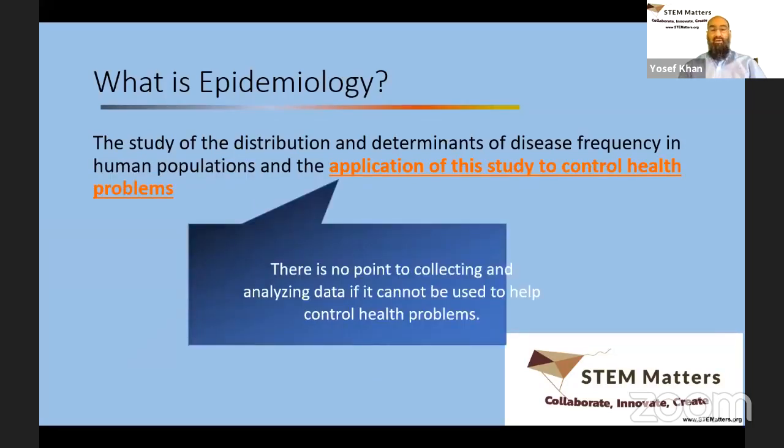And then the last part of the definition is also very, very important. And that is that the application of this study, of finding out the distribution, the determinants and the disease frequency in a population, that all of this is really for a purpose. There's no point in collecting and analyzing data if it cannot be used to help control the problems. And so the last and major part of epidemiology is applying what we learn in terms of the numbers of a disease, in terms of the risk factor of the disease, applying all of that knowledge to basically control health problems in our society, in our population.